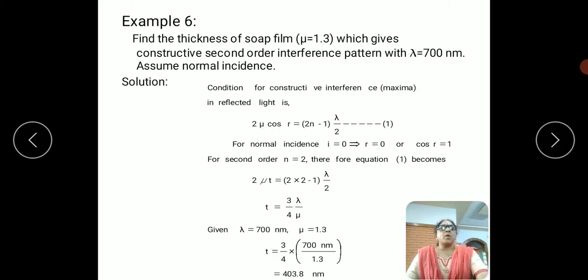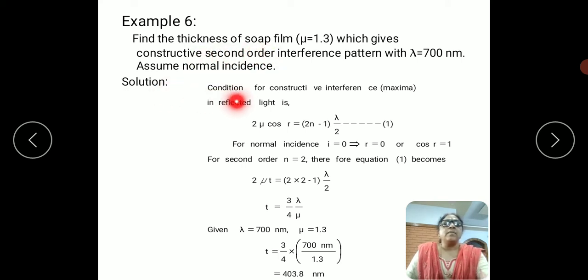Let us see the problem on thin films. Find the thickness of the soap film, with mu equal to 1.3, which gives a constructive second order interference pattern with lambda equal to 700 nm, and assume normal incidence. So at normal incidence r is equal to 0, and therefore it is a constructive interference.